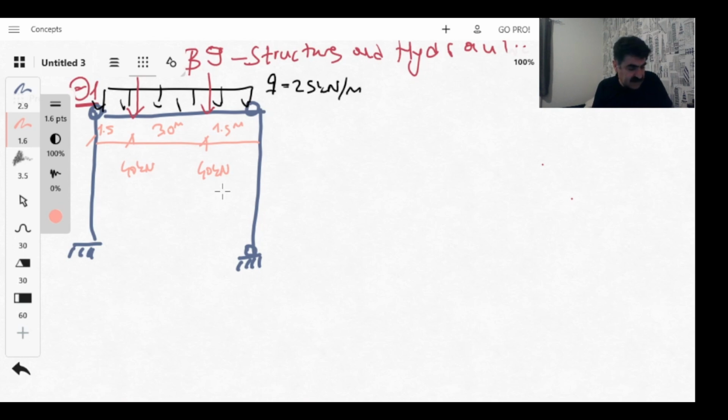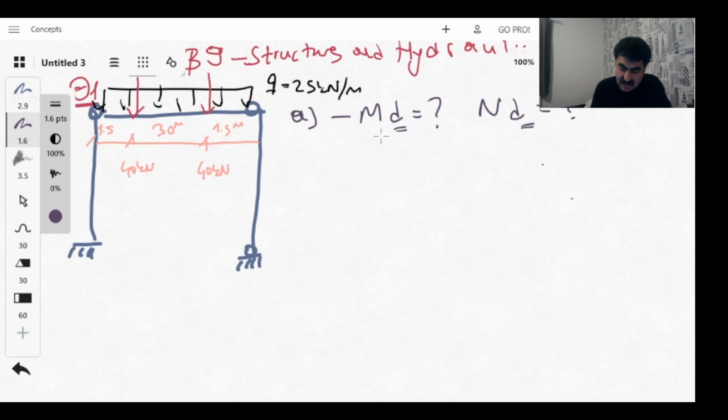So in section A, it says applying appropriate load factors for ultimate limit state determine the design moment and design axial force. So we need to be careful about this. We need to calculate the design moment, MD, and we need to calculate the design axial force, let's say ND, in the column.